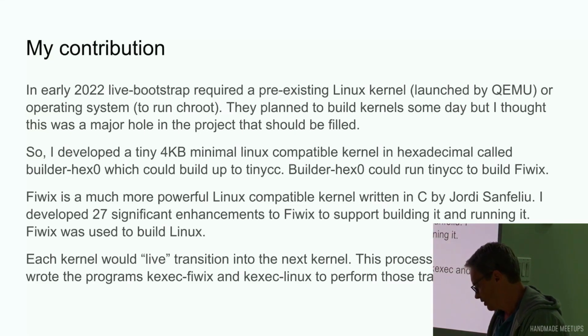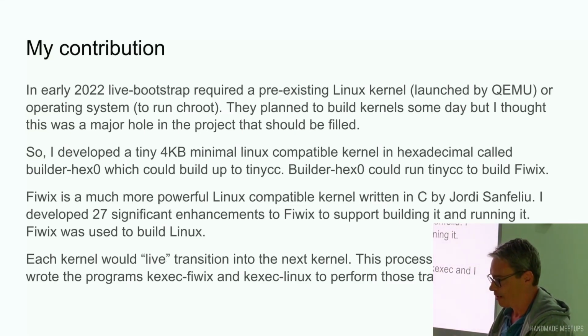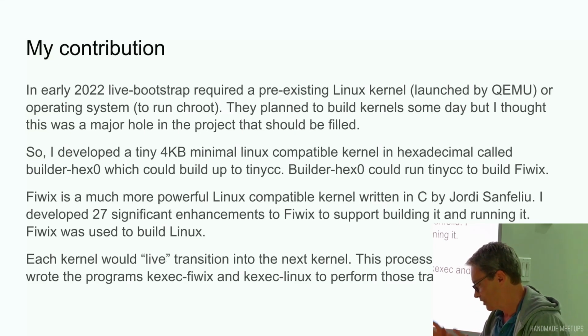And once we get to TinyCC, we're able to build another kernel called Fuix, which is also Linux compatible, but it's much more powerful, and it's written in C. The kernel I wrote is actually written in hexadecimal. So I had to convert all of the opcodes into hexadecimal manually, because the only thing in the boot sector that could compile this thing was a very small hexadecimal compiler. So just to bootstrap into a very small kernel, that's all we had.